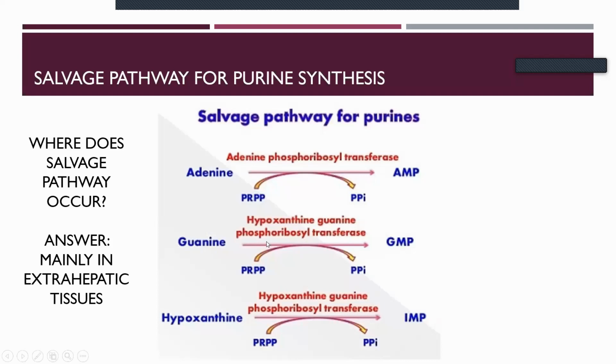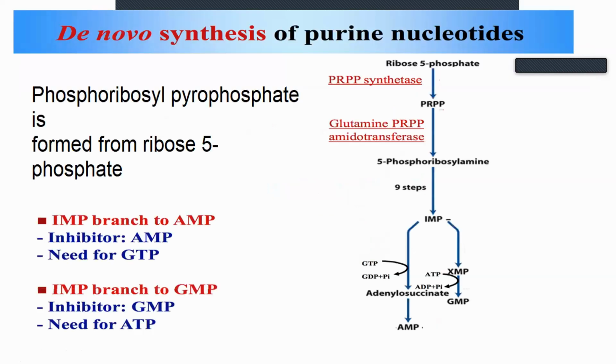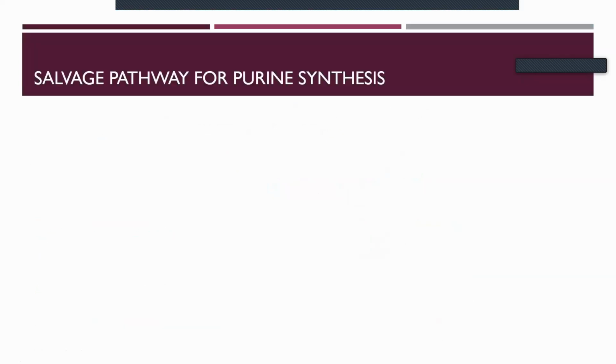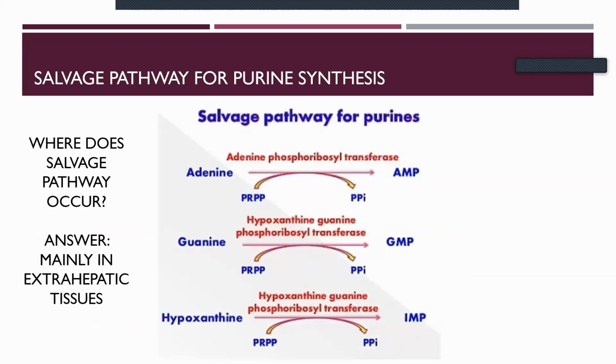Okay? And for this reaction, we need phosphoribosyl pyrophosphate. We need the PRPP, phosphoribosyl pyrophosphate. It will get converted to inorganic pyrophosphate. So we are talking about purine synthesis, de novo synthesis and salvage pathway. Okay, so this was for purine. Which are the purines? Adenine and guanine. So we have seen the purines. Okay, now we are going to talk about pyrimidines.